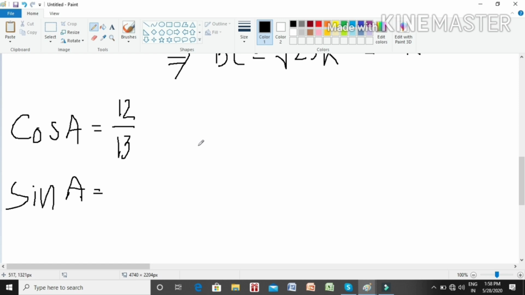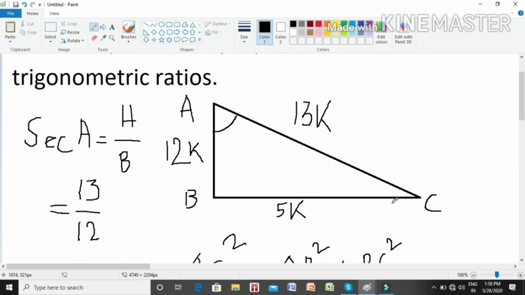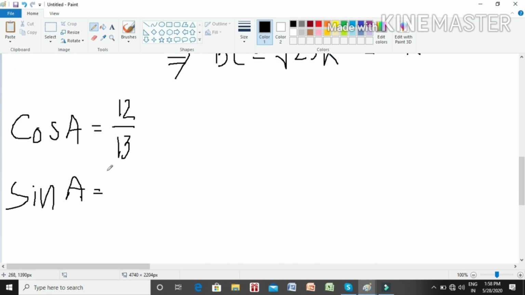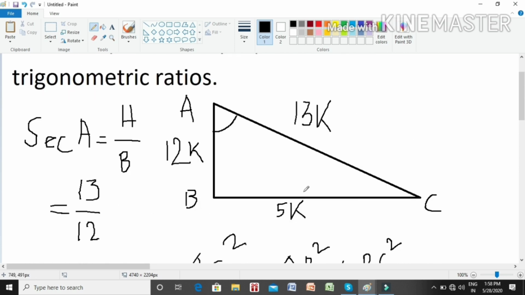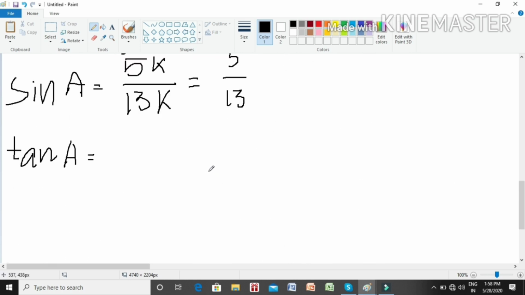So sin A is perpendicular by hypotenuse. Perpendicular is 5k, hypotenuse is 13k. So that will be 5k by 13k, that is 5 by 13. Next we have tan A. Tan A will be equals to perpendicular by base. Perpendicular is 5k, base is 12k. So 5k by 12k, that will be equals to 5 by 12.